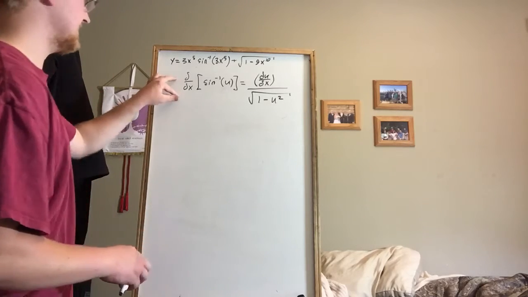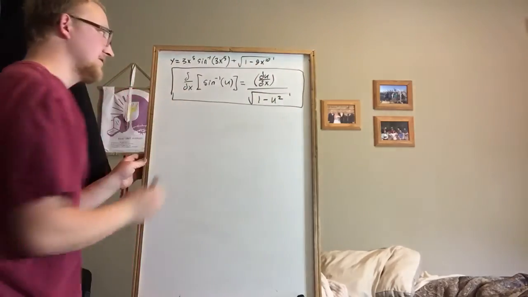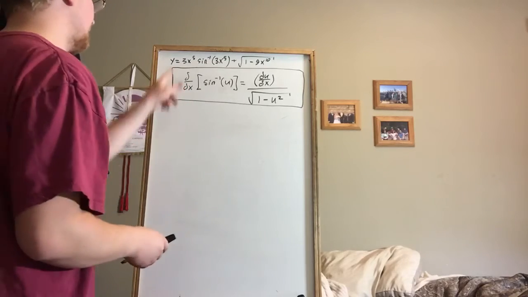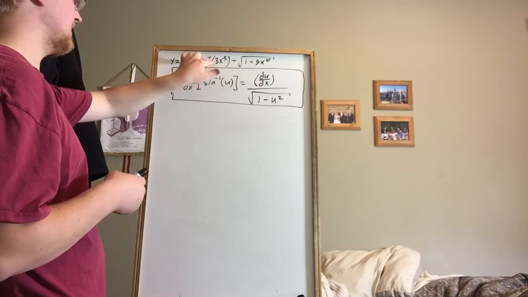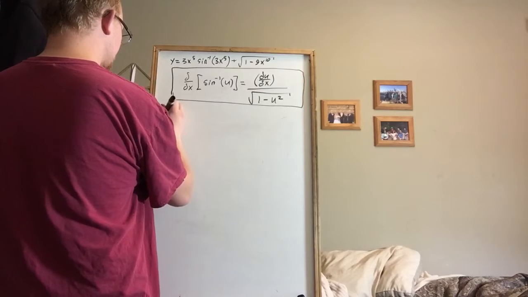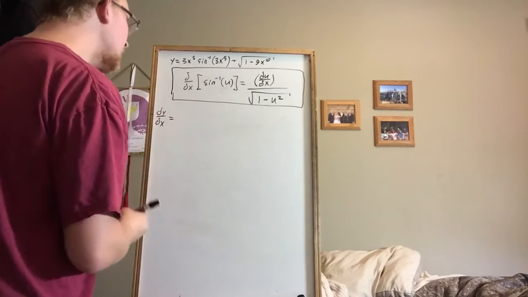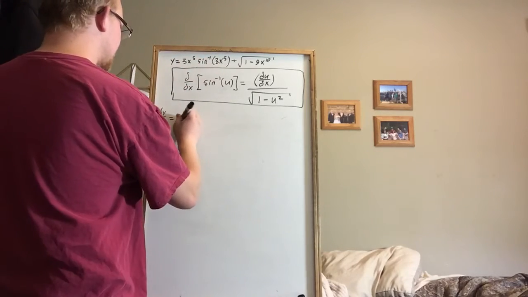Anyhow, this identity we need to know. We could derive it for ourselves using implicit differentiation, but this will make it quicker. So first, we've got a product here between 3x to the fifth and the arcsine of 3x to the fifth. So we'll start by taking the product rule, which is going to be first d second plus second d first. So first is 3x to the fifth.